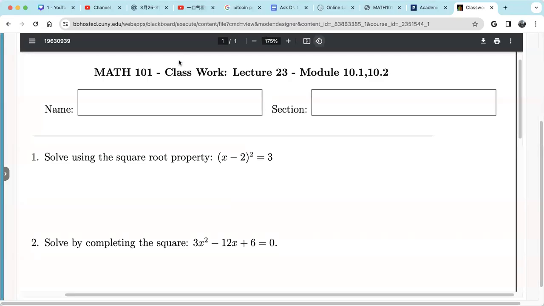Classwork 23. So the first one is solving the quadratic equation.